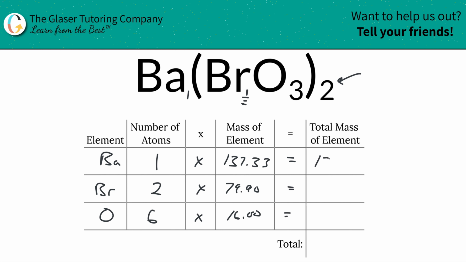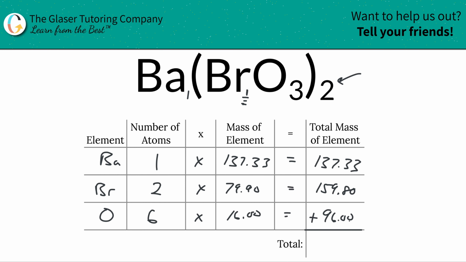So the total mass of barium in that compound is going to be 1 times 137.33. The B's get confusing after a while. Then for bromine, we're simply going to take 79.9 and multiply by 2 because we have 2 bromines. That works out to be a total of about 159.80. And then 6 oxygens, each oxygen is 16, so simply multiply that across. That's going to be about 96 for oxygen.